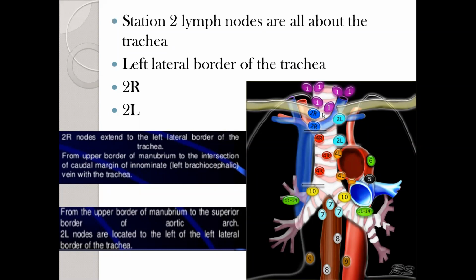2R lymph nodes extend from the left lateral border of the trachea, from the upper border of the manubrium to the intersection of caudal margin of the innominate vein with the trachea. And on the left side, from the upper border of the manubrium to the superior border of the aortic arch.